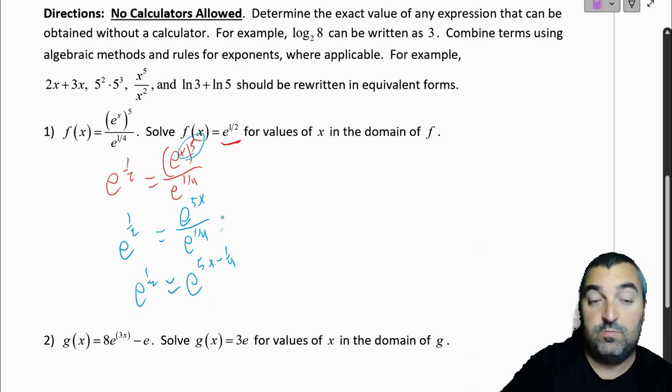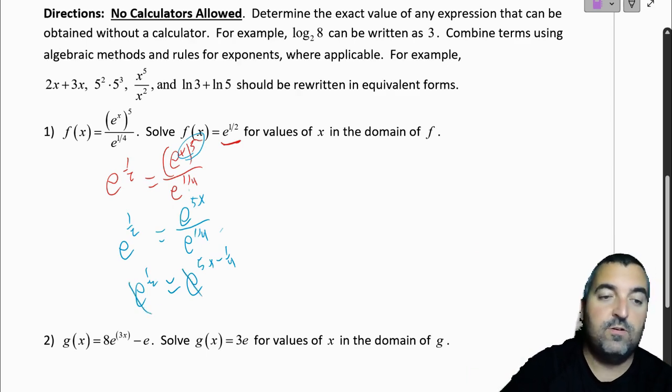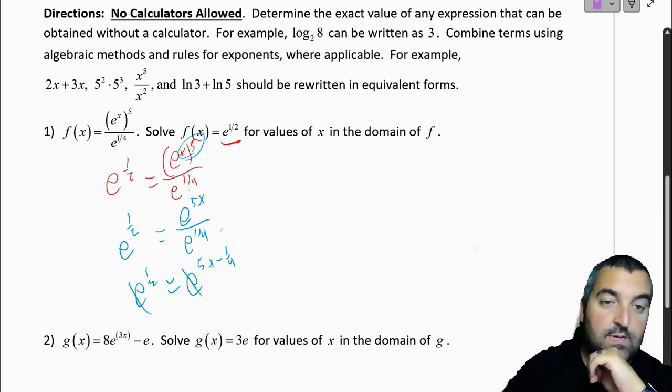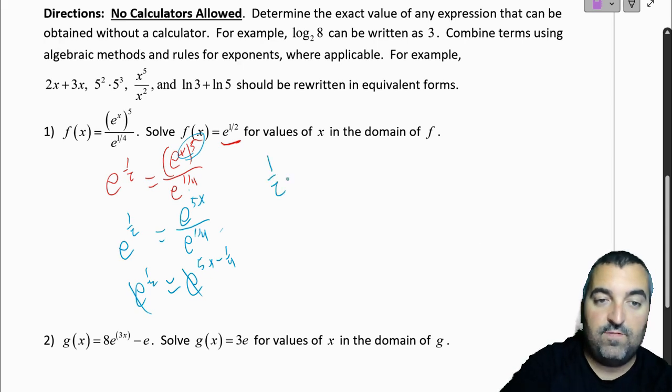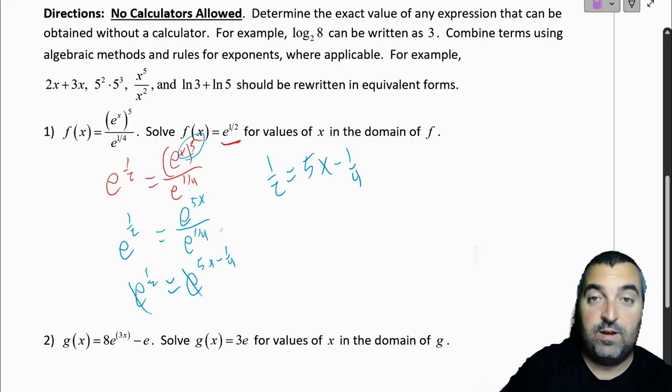We could have also multiplied both sides by e to the 1/4. It's really up to you, but what ends up happening here is the e's cancel. So then you're left with 1/2 equals 5x minus 1/4. And now it's just a matter of solving this.